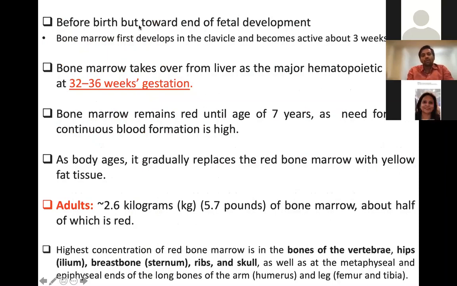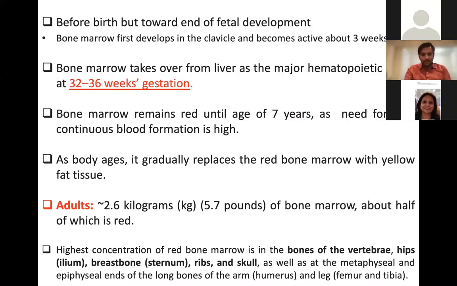It is important to learn that towards the end of fetal development, these stem cells develop, first in the clavicle, and become active about 3 weeks later. Bone marrow takes over from the liver as the major hematopoietic organ at 32 to 36 weeks of gestation. The bone marrow becomes red and remains red until the age of 7 years, as the body requires the production of more blood cells during that period. As the body ages, it gradually replaces the red bone marrow with yellow fat tissue.